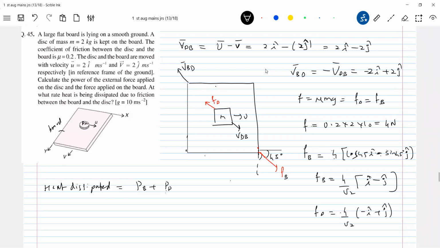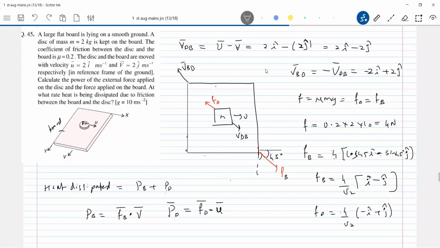Okay, so what is the power on the board? Power dissipated on the board should be equal to FB bar dot the velocity of the board. The velocity of the board is V only. I'm taking help of this symbol. What is the power for the disk? FD bar dot U bar. Okay, fine. So take help of the basic formulas now. Don't write power dissipated as just FD into VDB.